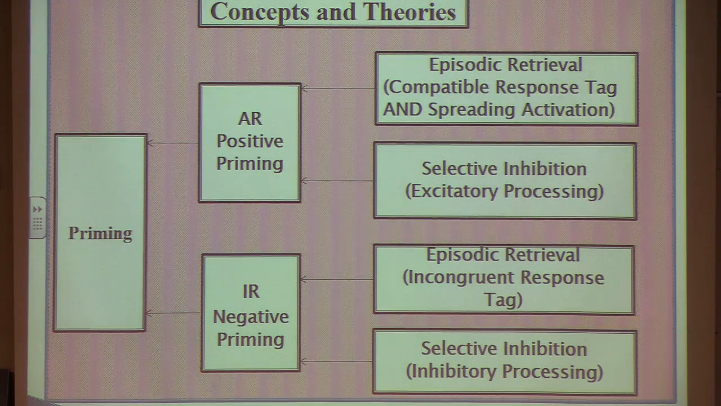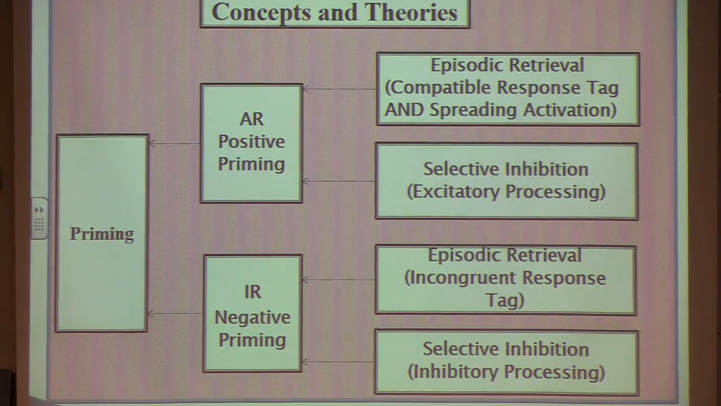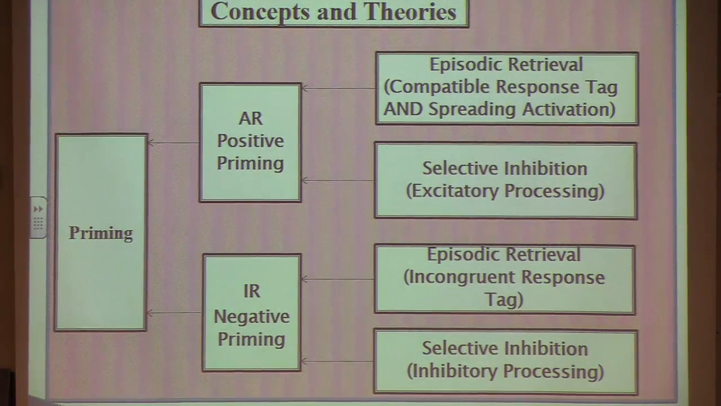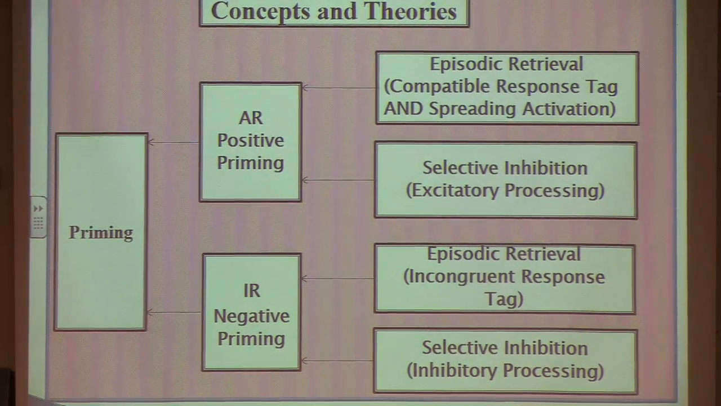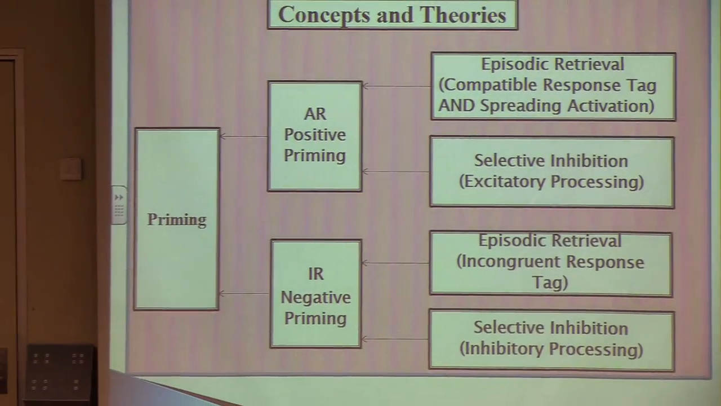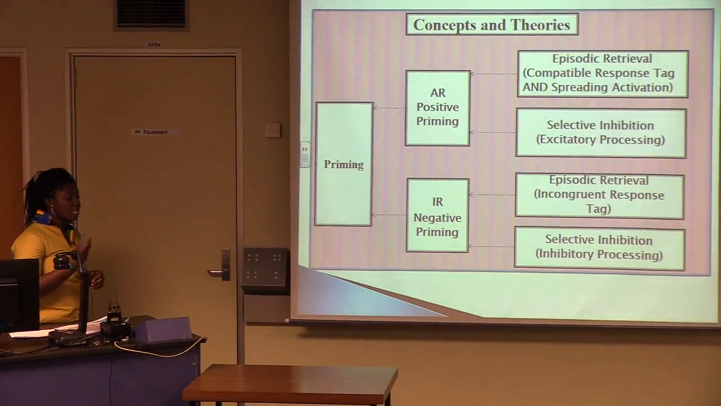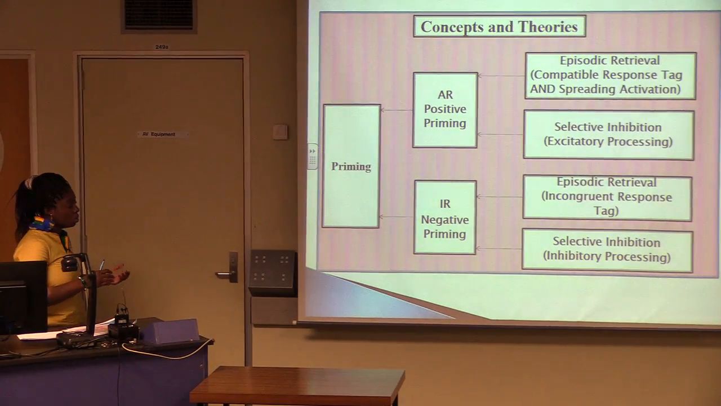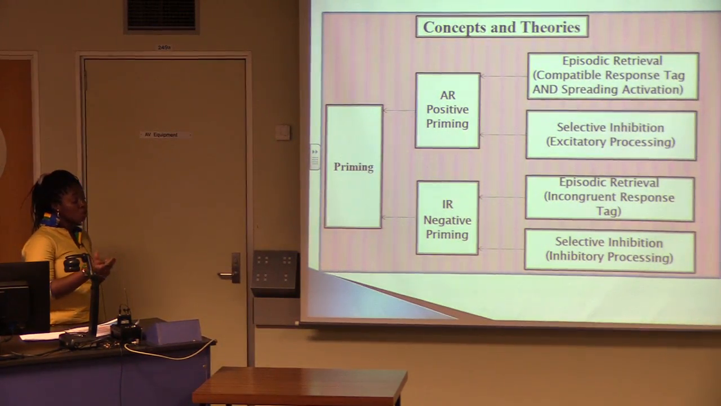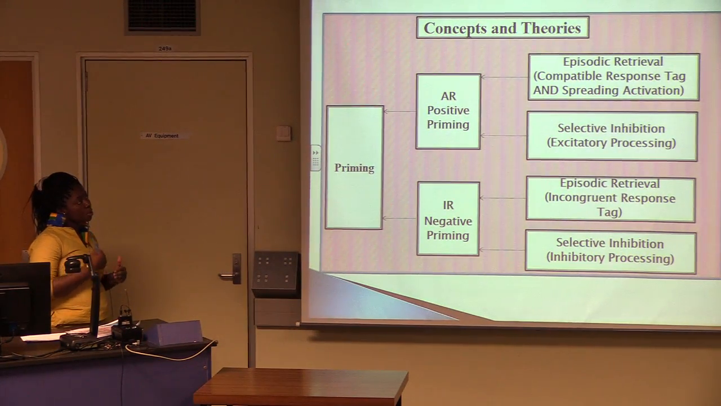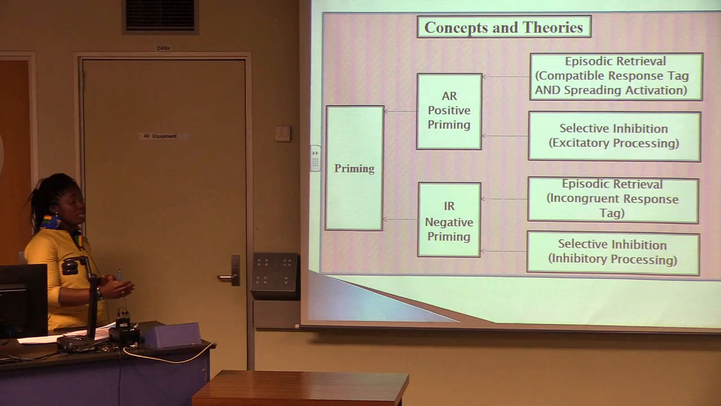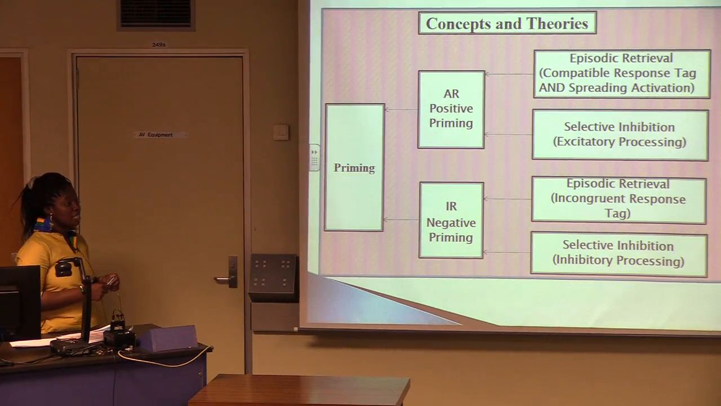From the episodic retrieval perspective, positive priming is actually underpinned by 2 major factors. One is compatible response tag, and the second one is spreading activation. The basic idea there is that upon encounter with stimuli, targets and distractors are given memory tags or codes. So if it is an item of interest, it is given a response tag. If it's something that is not supposed to be responded to, or it's a distractor, it is given a do not respond tag.